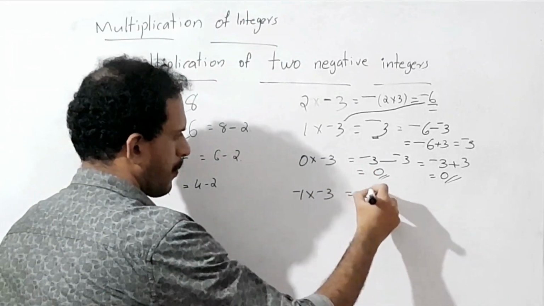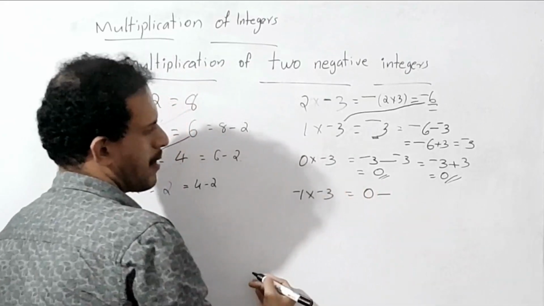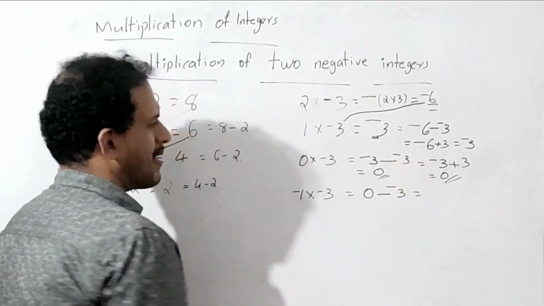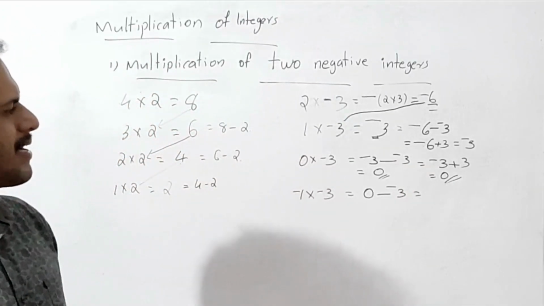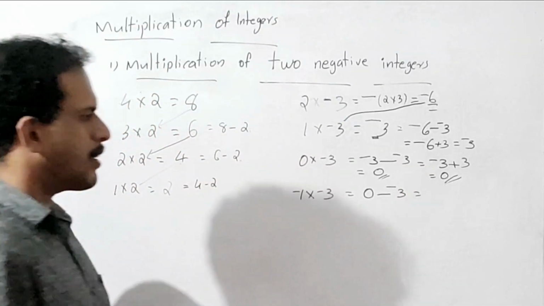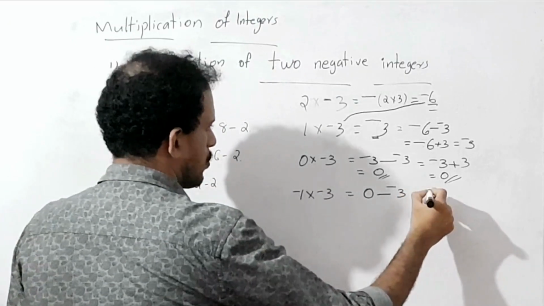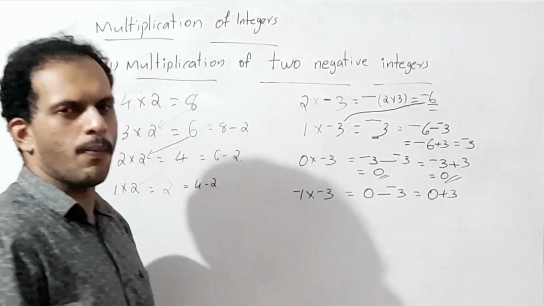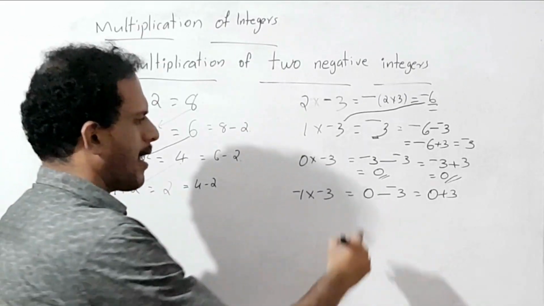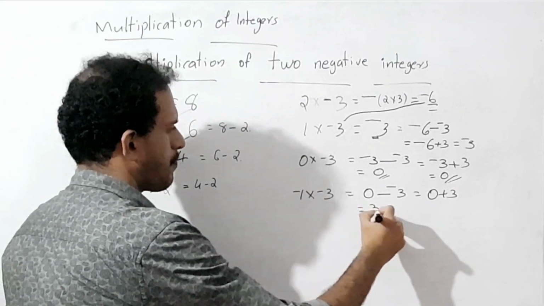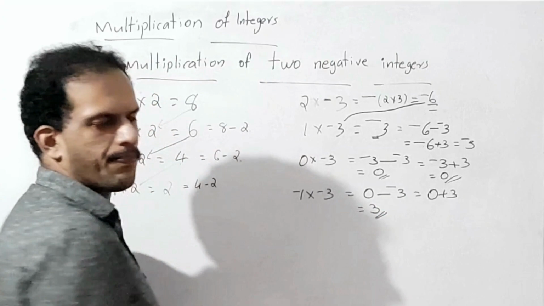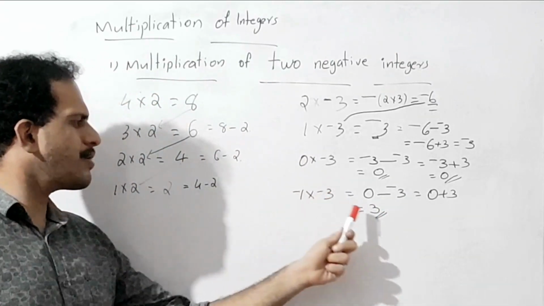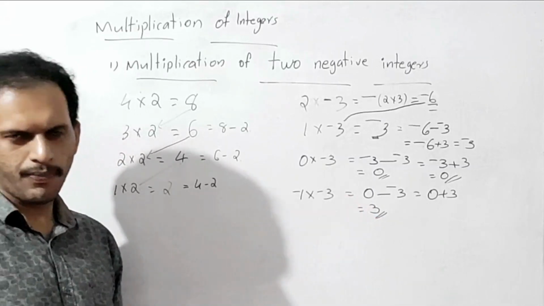0 minus 3. Correct? 0 minus 3. What is 0 minus 3? 0 minus 3 is equal to 0 plus 3. Correct? 0 plus 3. What is 0 plus 3? The answer is 3. That means minus 1 into minus 3 is equal to 3.